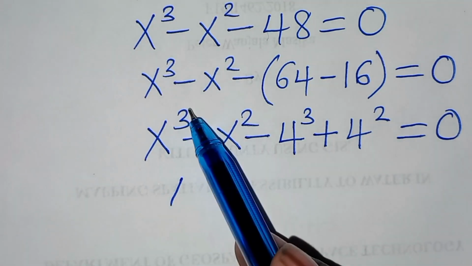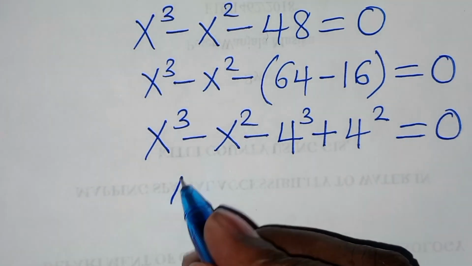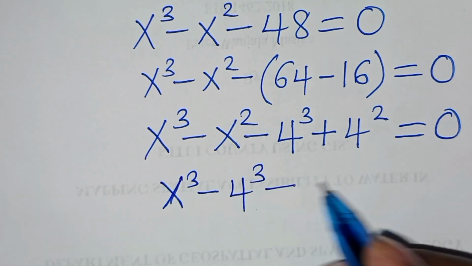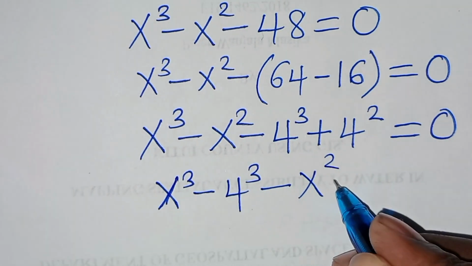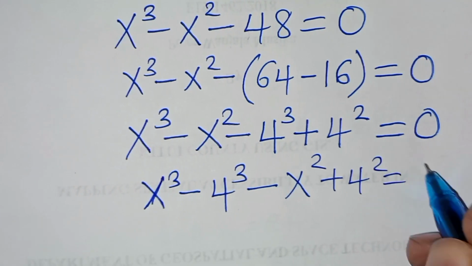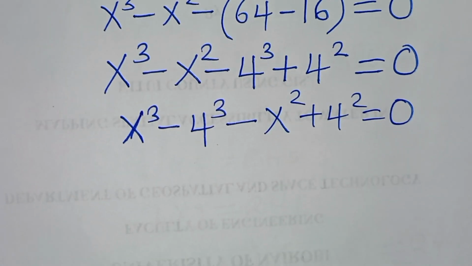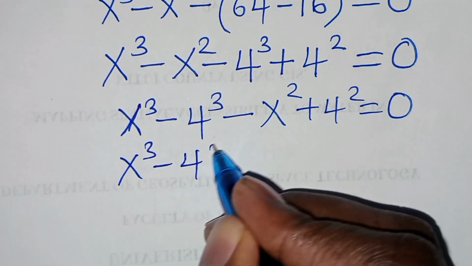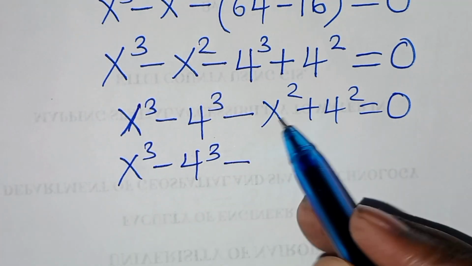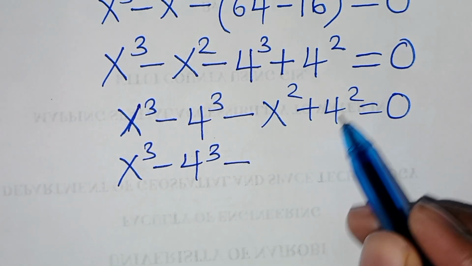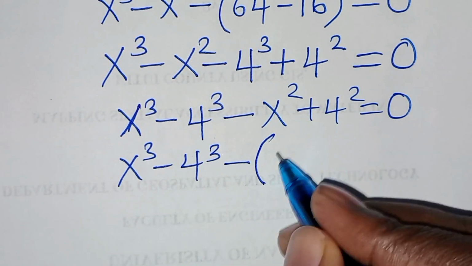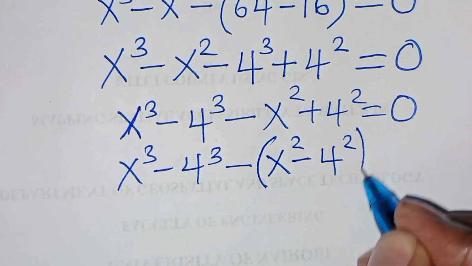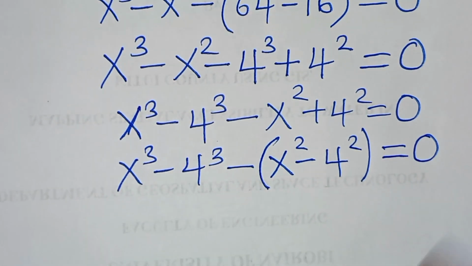So we have x to power 3 and 4 to power 3. This is the same thing as x to power 3, subtract 4 to power 3, then subtract x to power 2 plus 4 to power 2. This is equal to 0. The next step from here, this is x to power 3, subtract 4 to power 3, subtract, we can express x to power 2 plus 4 to power 2 as, into the bracket here, x to power 2, subtract 4 to power 2, close the bracket, this is equal to 0.